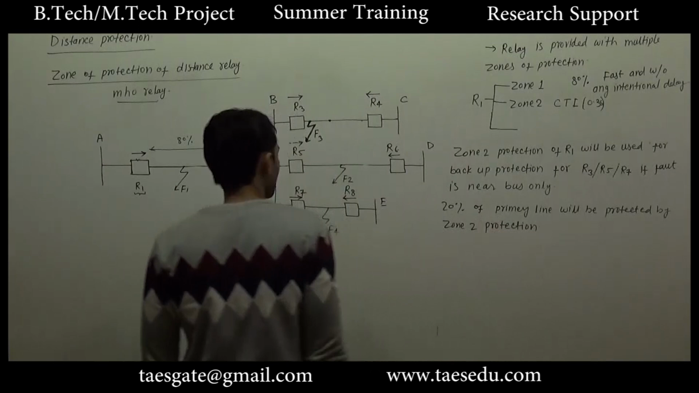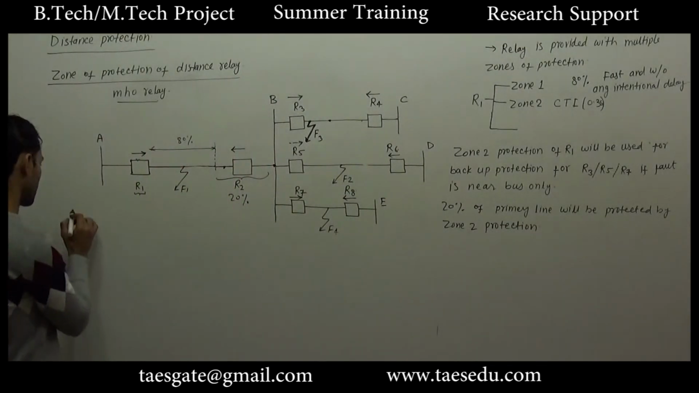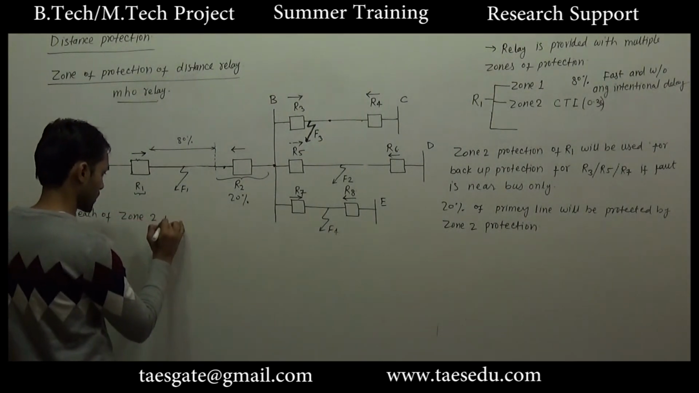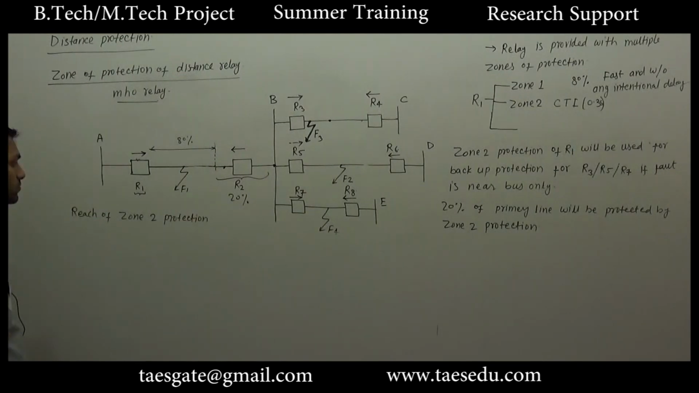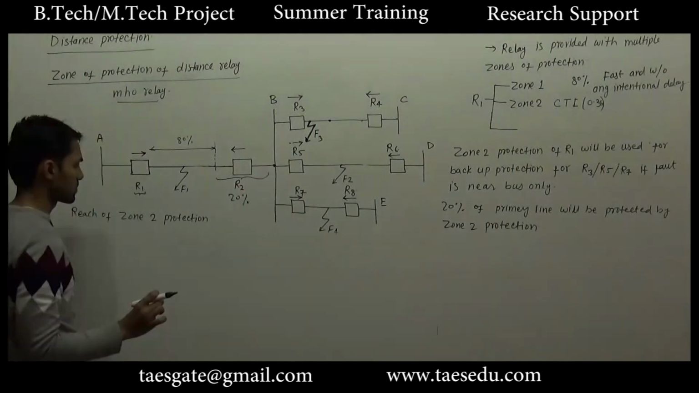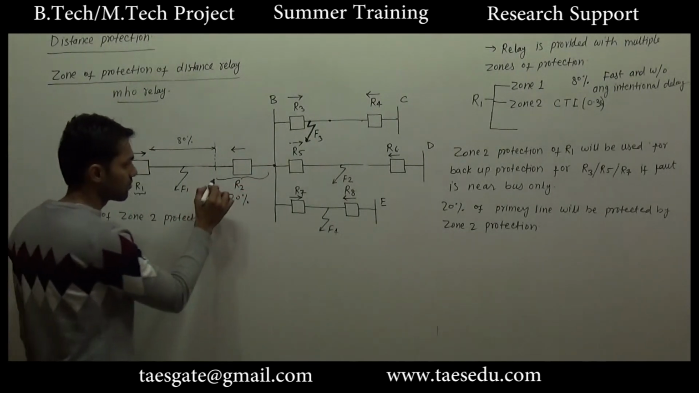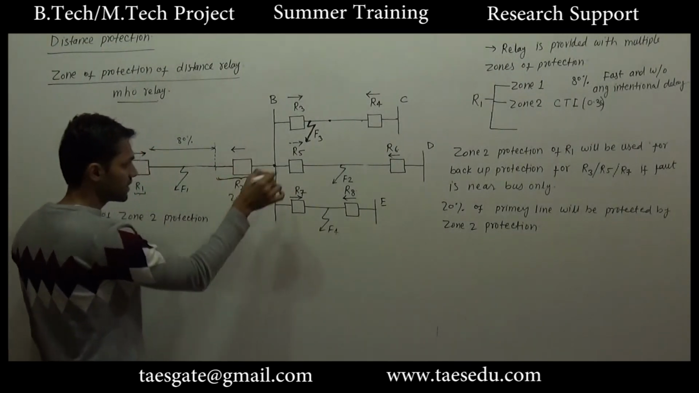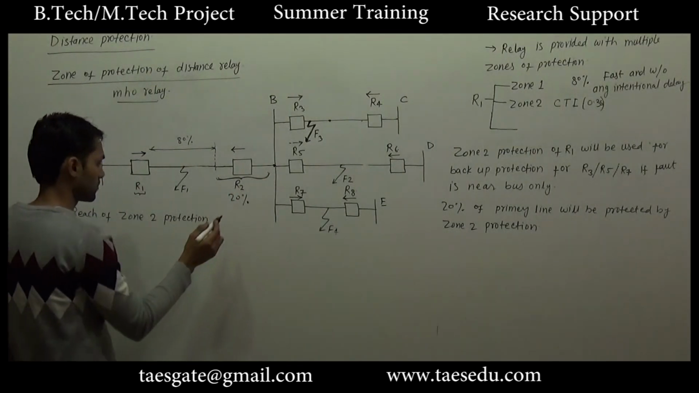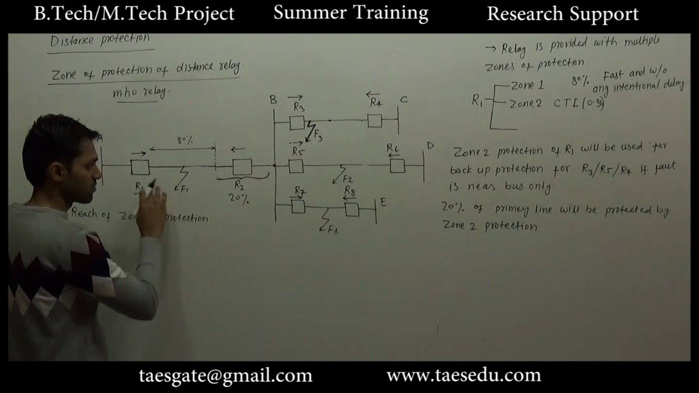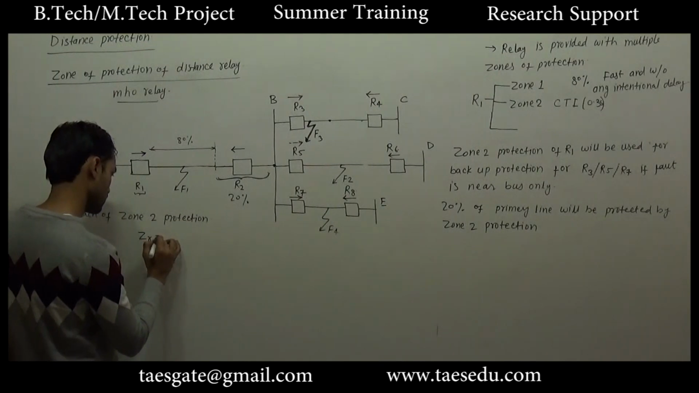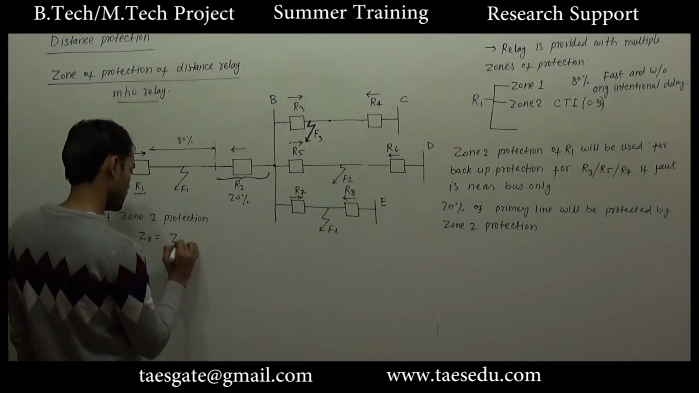Now the question is, what should be the reach of zone 2 protection? Zone 2 protection has to cover the complete length of the primary line. So it must be at least 100% of the primary line. So I'm first choosing ZR as ZL.